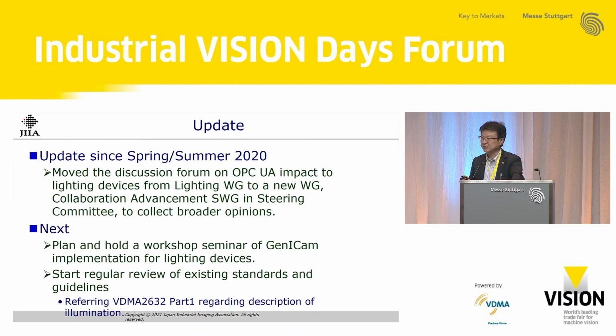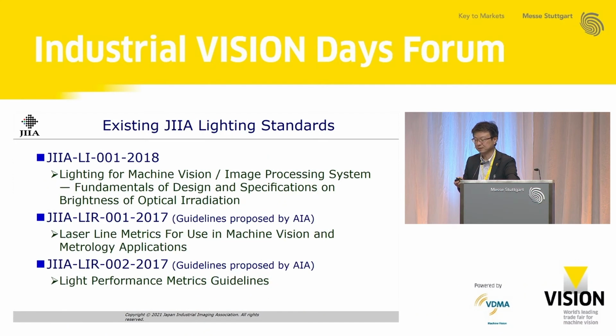This is just done last month, and start regular review of existing standards and guidelines. Referring to VDMA 2632 Part 1 regarding design description of illumination. These are three lighting standards, JIIA GRL 001-2018, and GRLIR 001-2017, and GRLIR 002-2017. Okay, that's all for me.